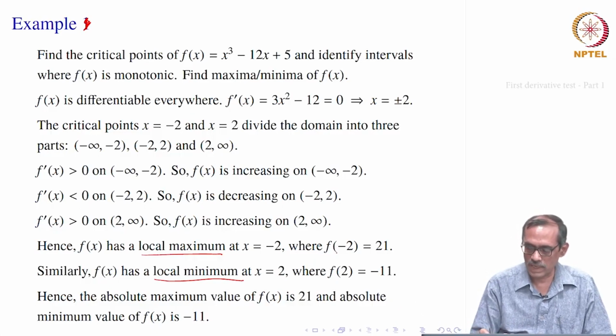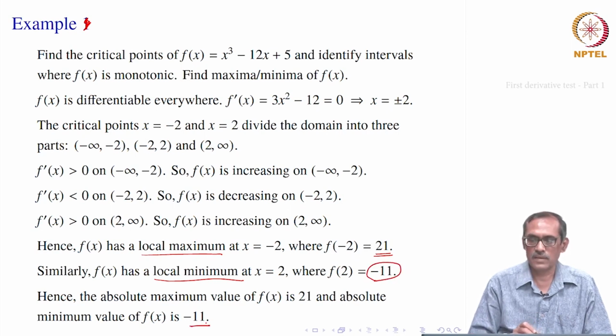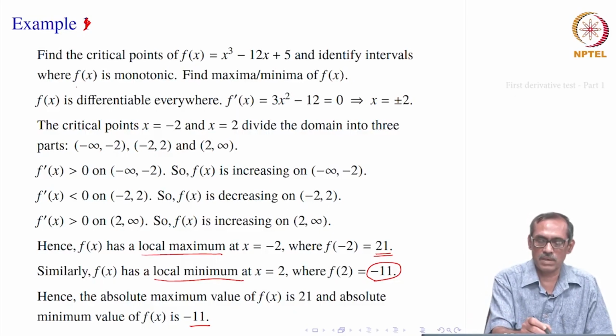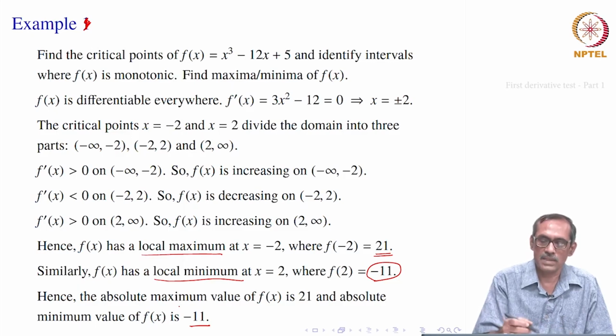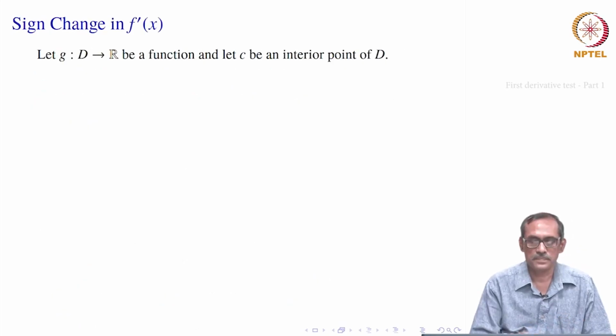But here what happens? f at minus 2 is 21, which is the maximum. So, the absolute maximum is 21, and comparing these two values, we say the absolute minimum is minus 11. So, that settles finding the maxima and minima, and identifying the intervals where it is monotonic, with different behavior in the different intervals. They are local maxima, and also absolute maxima and absolute minima. So, this is how we are going to use the information from the derivatives, but we will make a shortcut again. Let us try that.